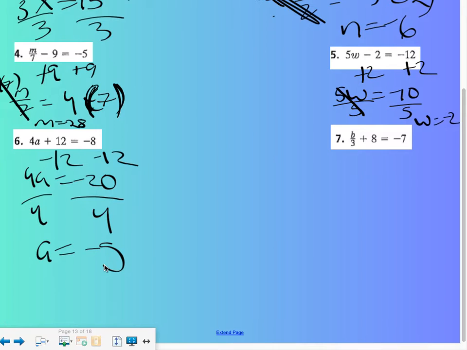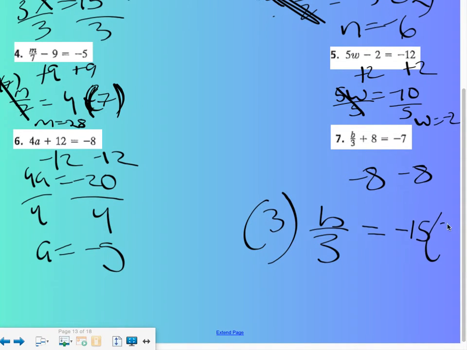Just a reminder. All right, number 7, start with addition or subtraction. Well, if you've been noticing, we're doing the one on the side with the variable first, so we make this into a one-step problem. So b over 3 equals -7 minus 8, or -15. Multiply both sides by 3 now to get b alone, and we get that b equals -45.